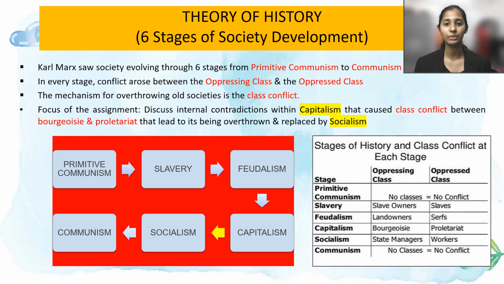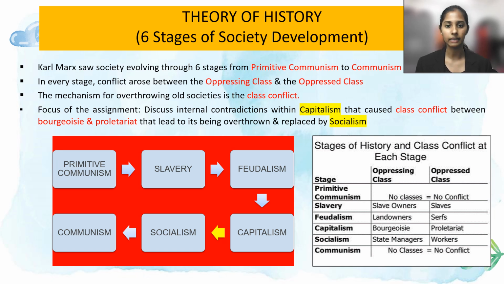Now let's start with the theory of history. Karl Marx saw society evolving through six stages from primitive communism to communism. In every stage, conflict occurs between the oppressing class and the oppressed class. The mechanism for overthrowing the old society is called class conflict.